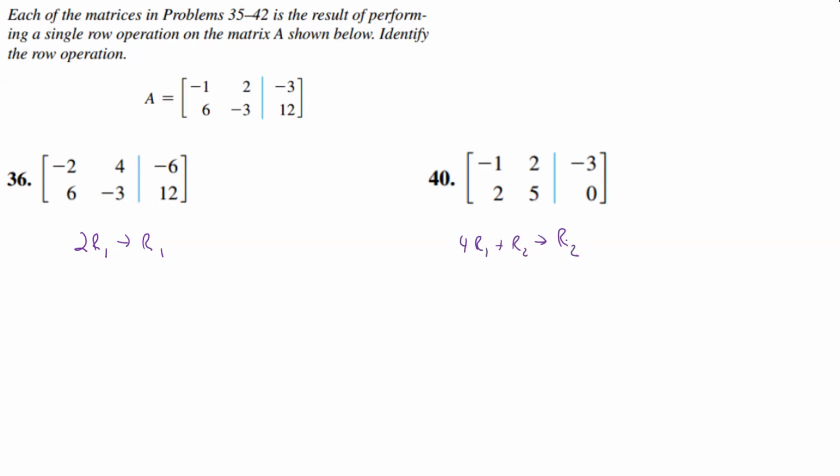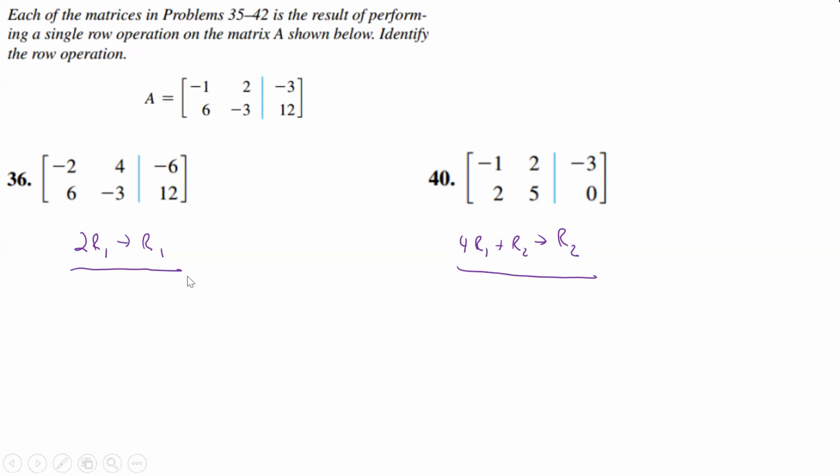That's going to be our new row 2, because if we take 4 times this, we're going to get -4 plus 6 is 2. 4 times this is going to be 8 minus 3 gives us 5. And 4 times this plus 12 gives us the 0. So we had to do that row operation here and that row operation here.